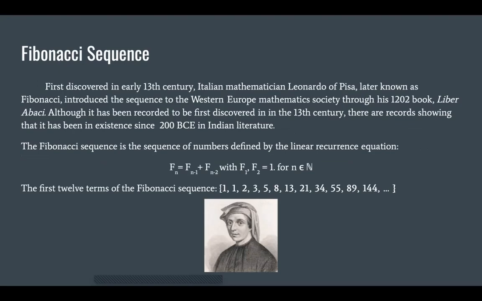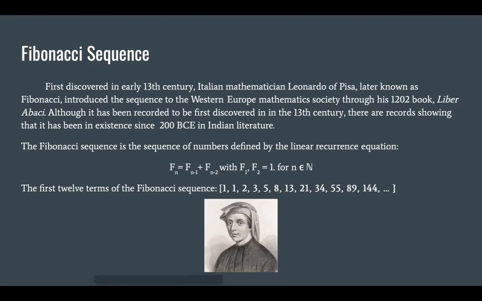So the first topic we'll be talking about today is the Fibonacci sequence. Just some quick history: the Fibonacci sequence was discovered in the early 13th century by Italian mathematician Leonardo of Pisa, whose nickname came to be Fibonacci later on. Fibonacci introduced the sequence to Western mathematicians through his book Liber Abaci. Later it was reported to have records tracing back to 200 BCE in Indian literature. This probably means that even though it was discovered by Leonardo of Pisa in the early 13th century, it was being used all the way back in 200 BCE.